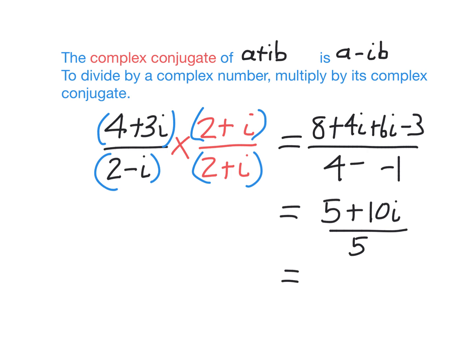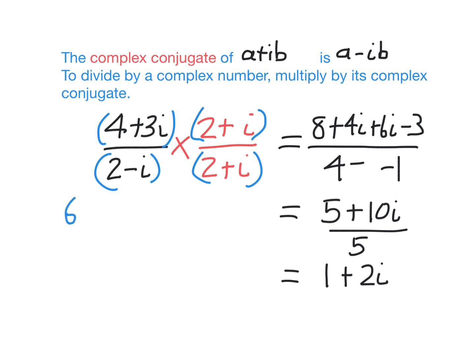So we can further simplify this. 5 divided by 5 is 1. 10i divided by 5 is 2i. Sometimes you won't be able to simplify this number, and it's really important that you note that we can only simplify if both terms have the same common factor.